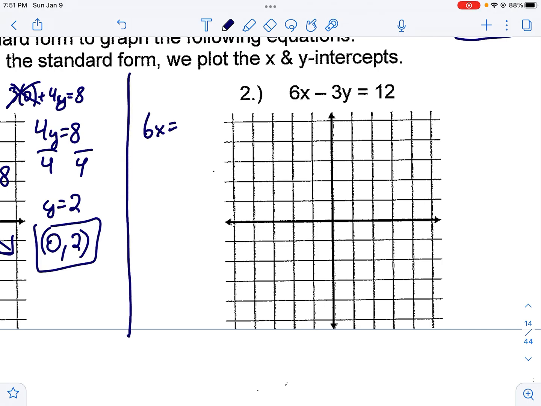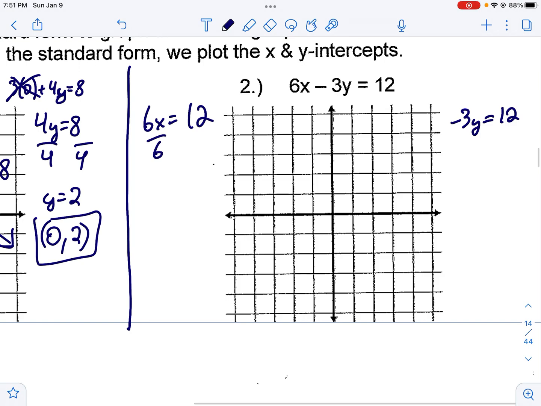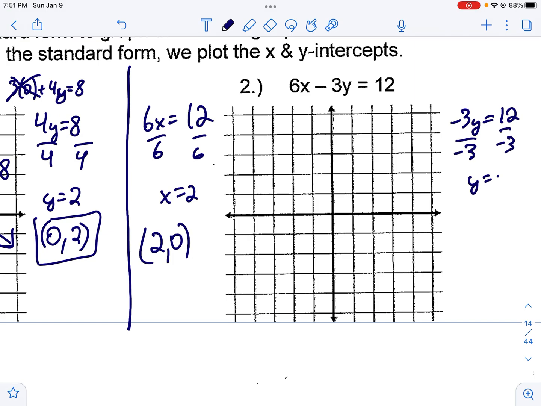So for the x-intercept, it would be 6x equals 12, and for the y-intercept, make sure to bring that negative. It would be negative 3y equals 12. Dividing by 6 over here, we'll get the x-intercept is at 2, or 2, 0. Dividing by negative 3 here, we'll end up with a y-intercept at negative 4, or 0, negative 4.